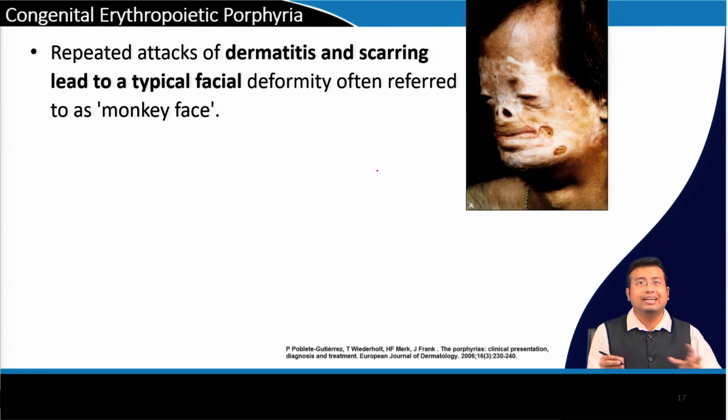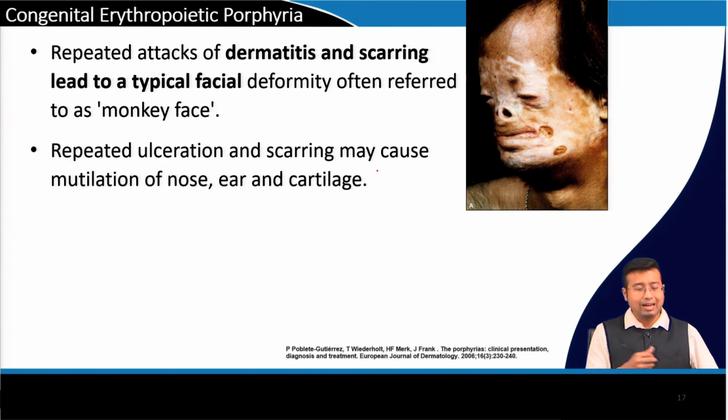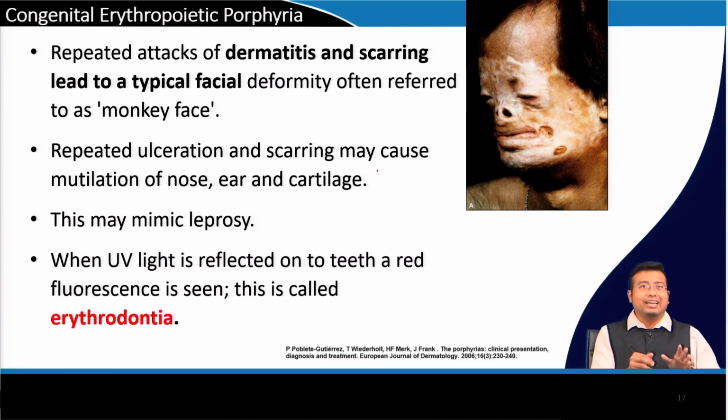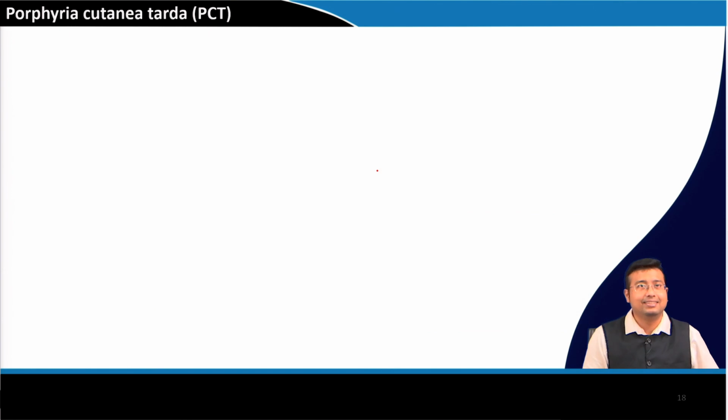You can see a dreaded face of congenital erythropoietic porphyria, very tough to cope with in these sorts of patients, and the patients who have this disease have a very difficult life to live, right. Repeated ulceration and scarring may cause mutilation of nose and ear cartilage, that may mimic leprosy, right. And in some cases when UV light is reflected onto the teeth, a red fluorescence is seen due to presence of these porphyrins, it is also known as erythrodontia. Okay, so you can see red teeth, right.